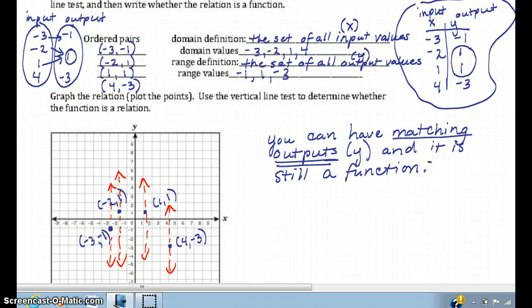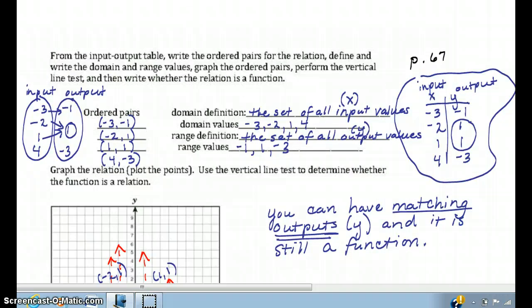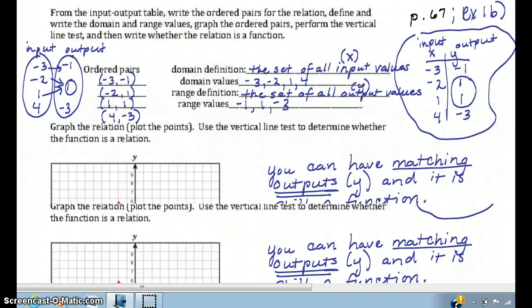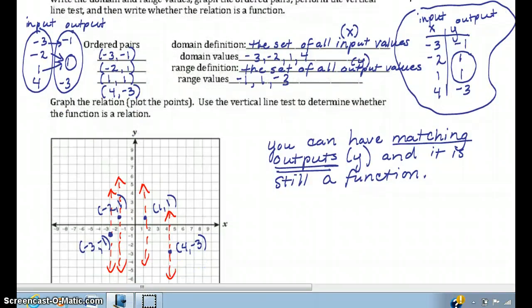So that's really important. What you can't have are matching x values. So if you look at your x values, -3, -2, 1, and 4, they are not matching. They're all different. Whereas if you looked at the A example, again, this is our 1B. Let me write that down. Page 67, example 1B. If you look at 1A, you can see you have the input value of 1 twice, 1, -3 and 1, 1. So it's okay to have matching output values, but it is not okay to have matching input values. When you have two x's that are the same, it's not going to be a function.